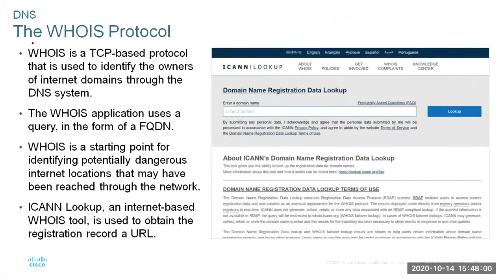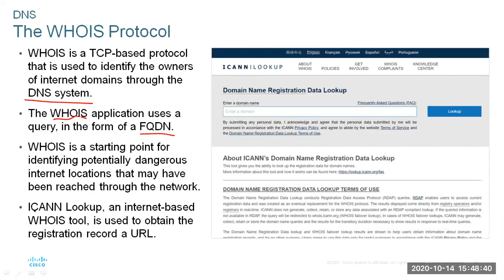Now, the WHOIS protocol. WHOIS is a TCP-based protocol that is used to identify the owners of internet domains through the DNS system. We call it the "who" and then "is". It's like a query. The WHOIS application uses a query in the form of a fully qualified domain name, for instance, cisco.com. WHOIS is a starting point for identifying potentially dangerous internet locations that may have been reached through the network.